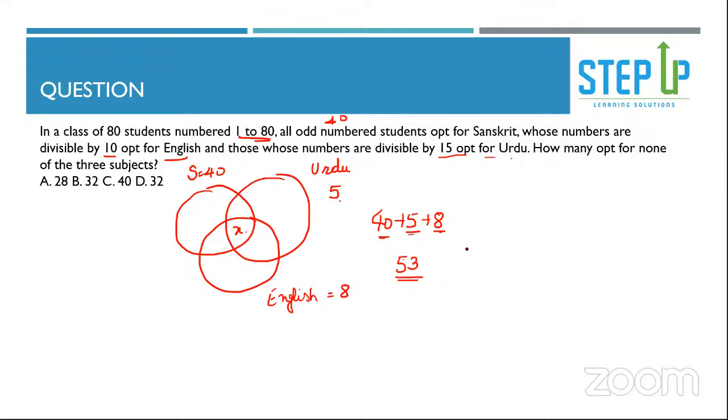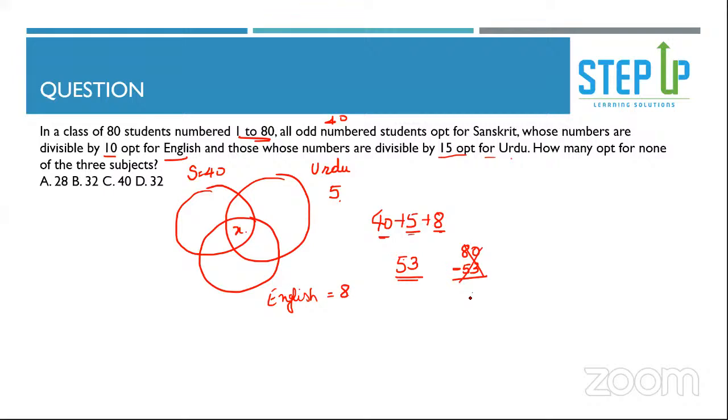How you are getting 32? That's my question. 80 minus 53, I cannot do that. What logic are you using? Are you using some formula? 27. You can unmute yourself, Vinay.